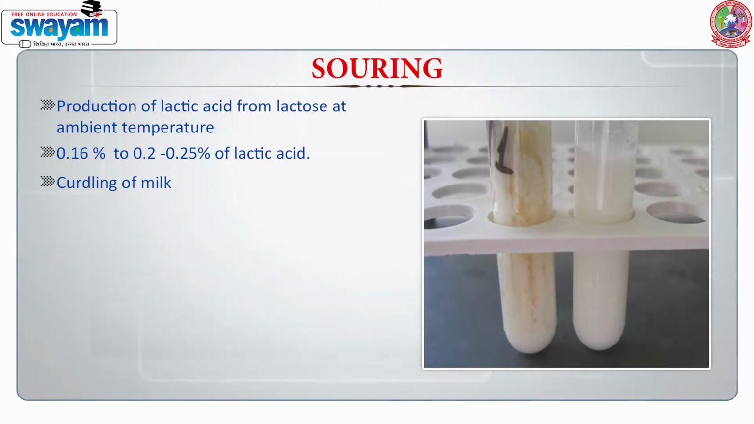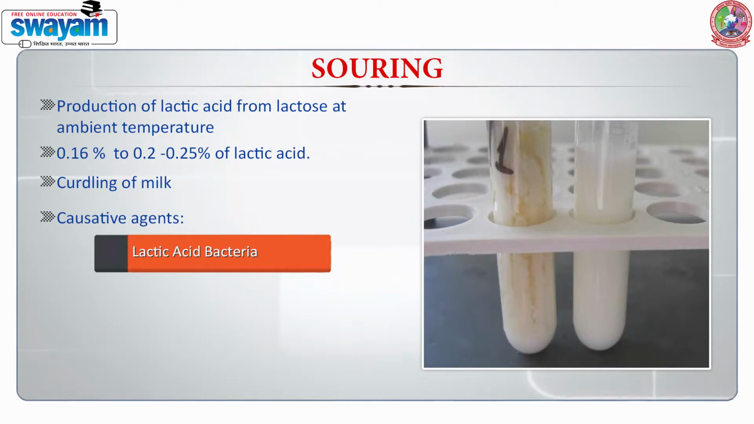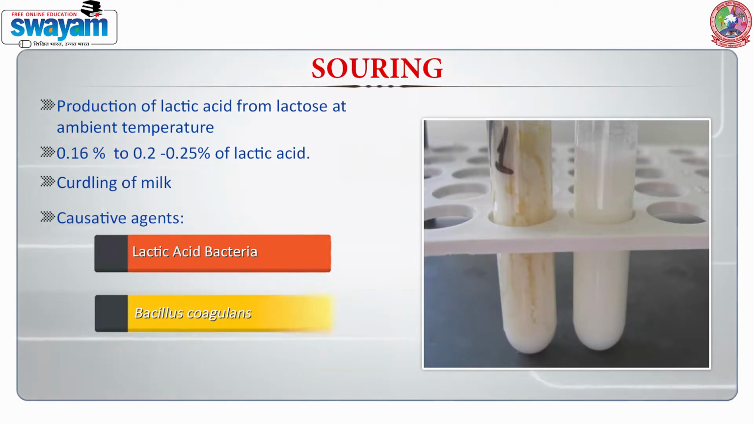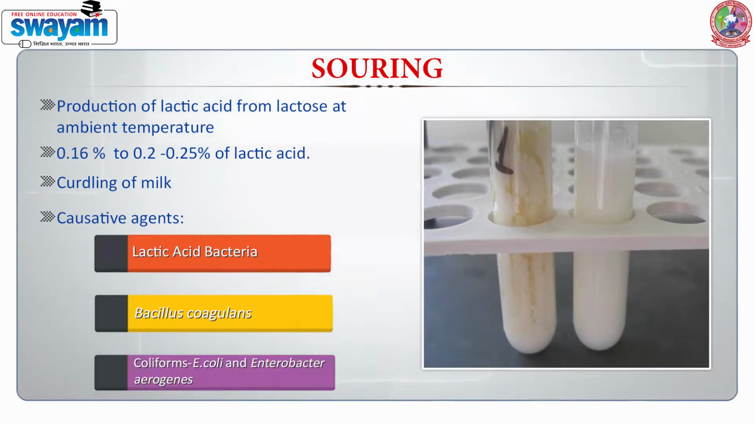At times the causative organisms are lactic acid bacteria and aerobic spore formers. These spore formers can be like Bacillus coagulans, and coliforms, which are at times indicators of safety and quality, the common ones being E. coli and Enterobacter aerogenes.